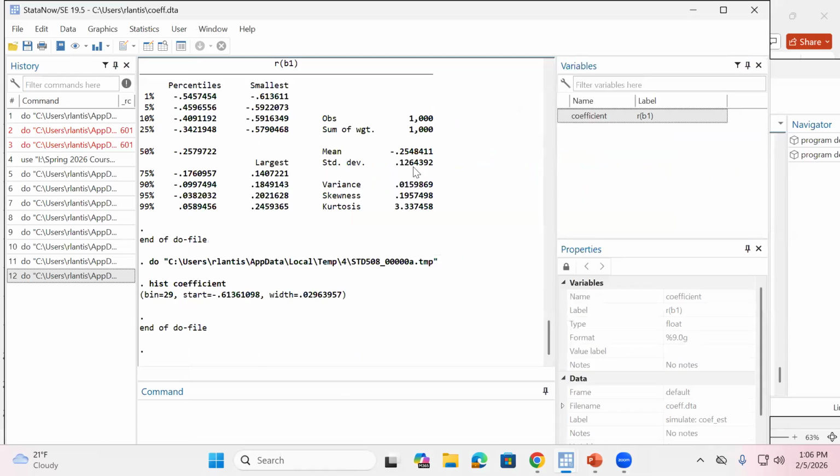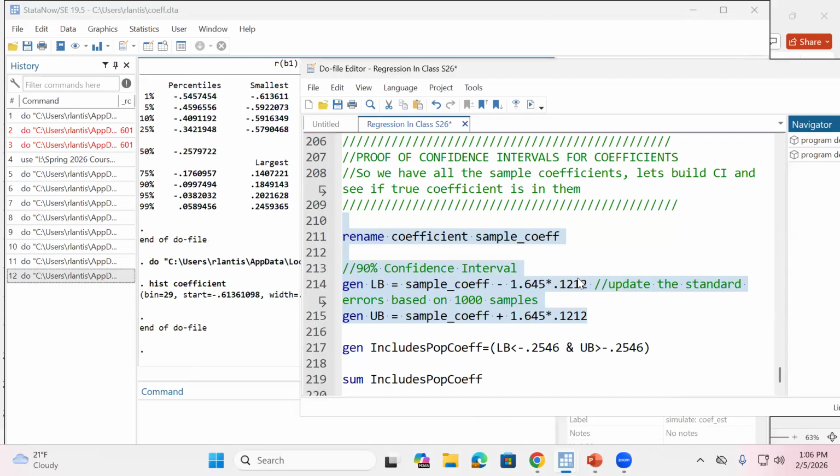So 0.126 looks like here. Every single time I run this simulation, these will be a little bit different. But that was my standard deviation of those coefficients. If I create my upper and lower bound, I then create a variable that says, is that true population value somewhere between my lower and upper bound? If it is, put a 1 in here for this variable. If it's not, put a 0. So 90% of the time, because that's the confidence interval I was building, the confidence interval I create should include that true value of negative 0.25.